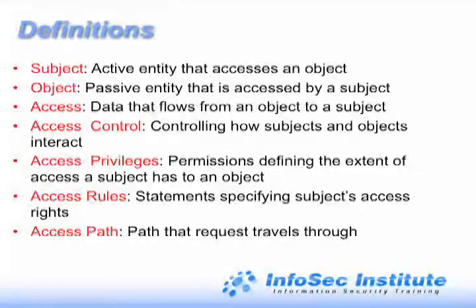Okay, again in this area, basically just something to memorize. A subject is an active entity that accesses an object, which is a passive entity. Access is the flow of data from a subject to an object or vice versa. Access control is the list of trust versus untrust. Access privileges are basically permissions. Access rules are statements specifying the subject's access rights or privileges. And then the access path. Again, memorize this: it's going to be physical, administrative, and technical.